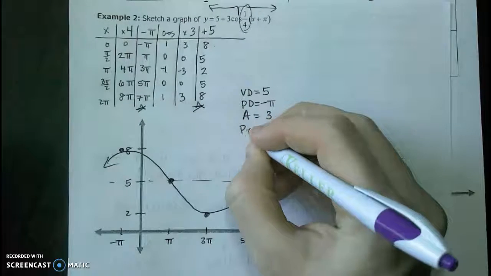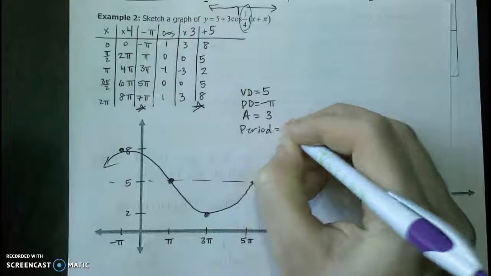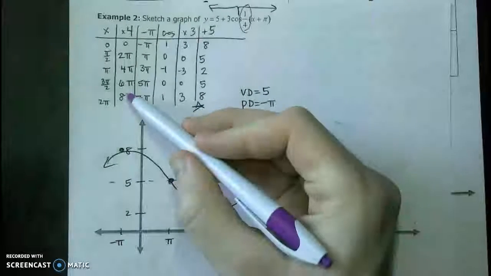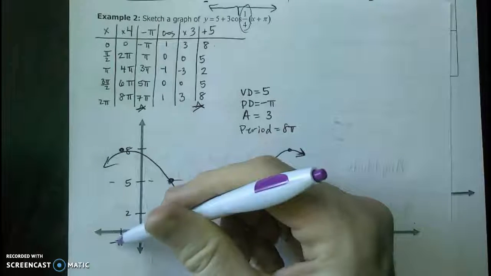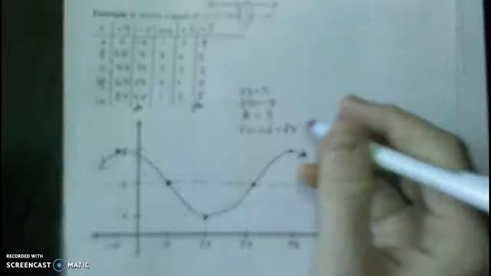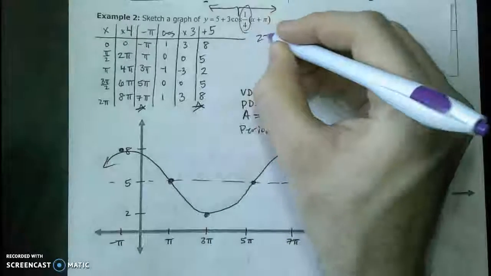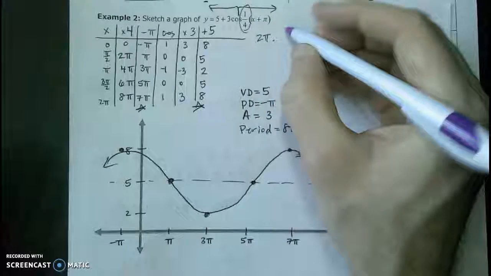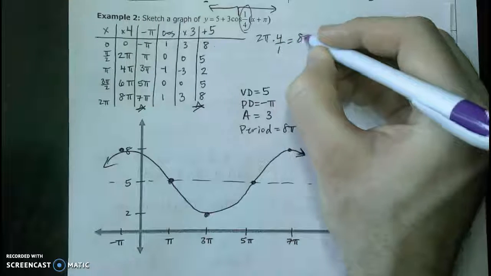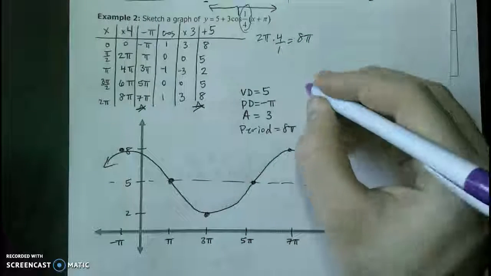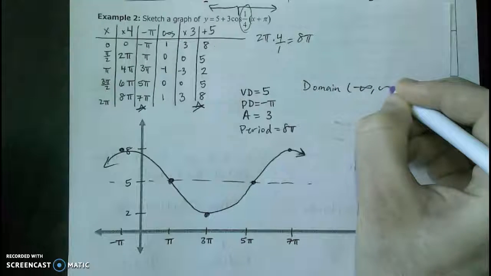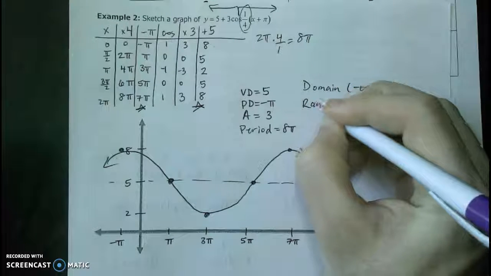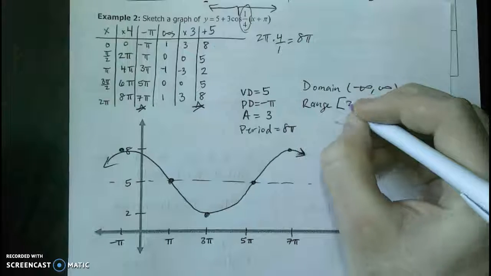We've got a period of 8 pi, which you can see in your second column, or you can take your final x value and subtract your starting x value, or you can take 2 pi times the reciprocal of your b, which is your 8 pi there. This has a domain of negative infinity to infinity. This has a range of 2 to 8.